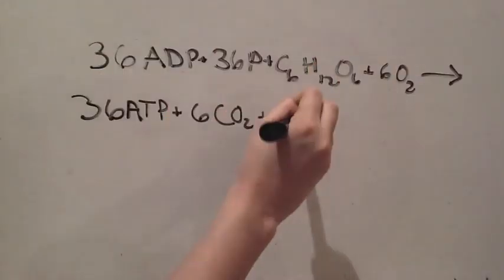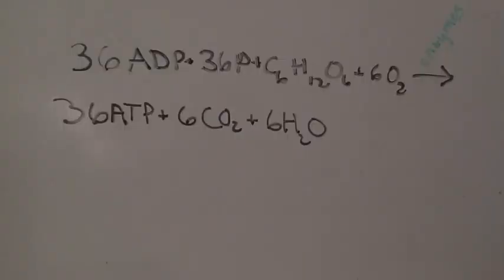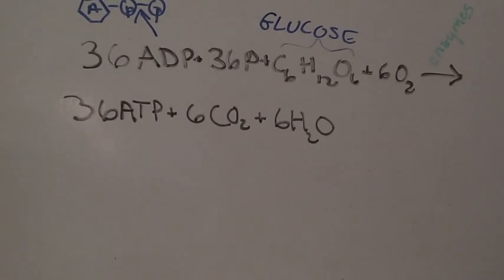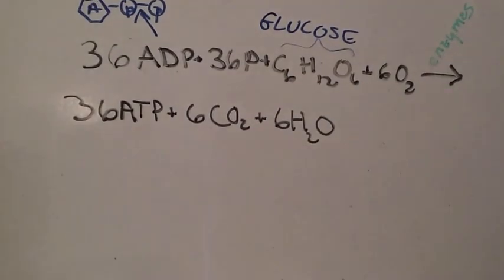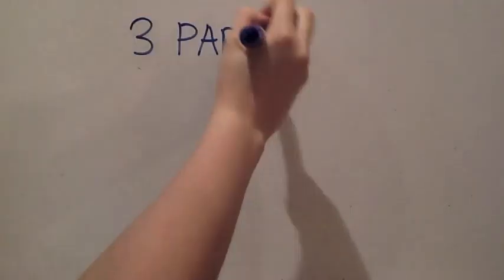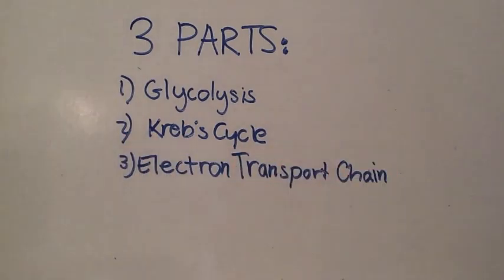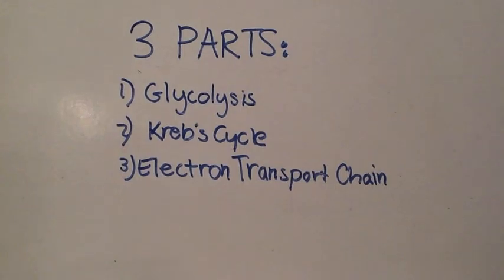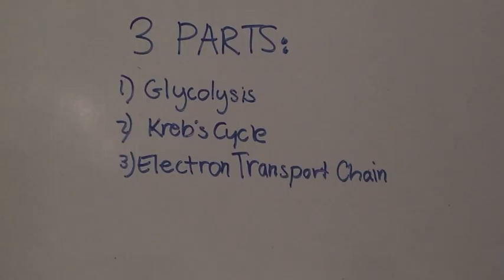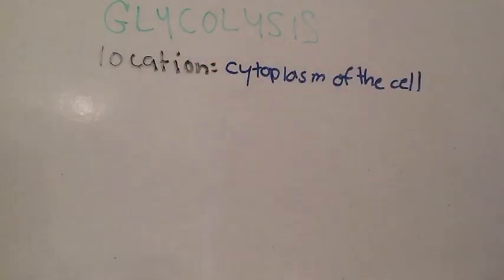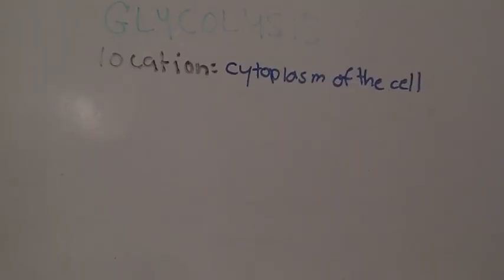Let's revisit our balanced chemical equation. As you can see, we have glucose as a reactant of this chemical reaction, and we need to break that down. So let's start cellular respiration. There are three parts to it: glycolysis, the Krebs cycle, and the electron transport chain. Let's start with glycolysis. The location of this process is in the cytoplasm of the cell.